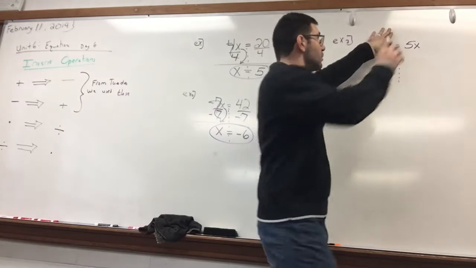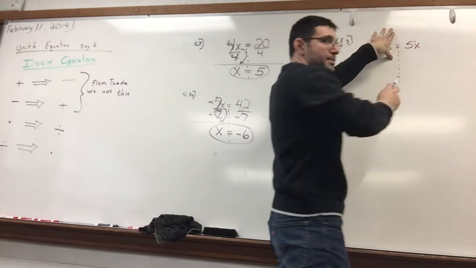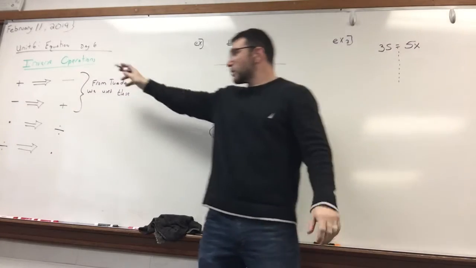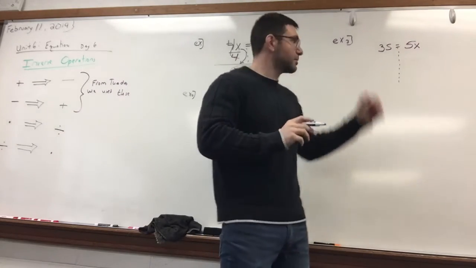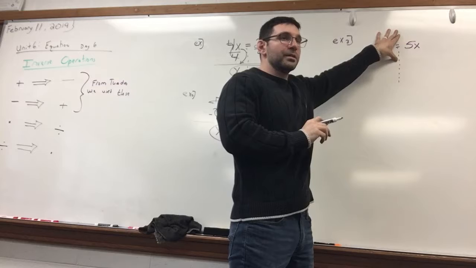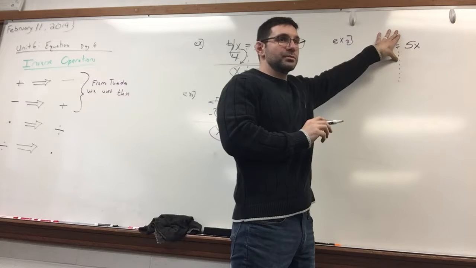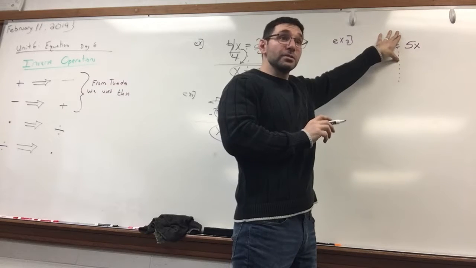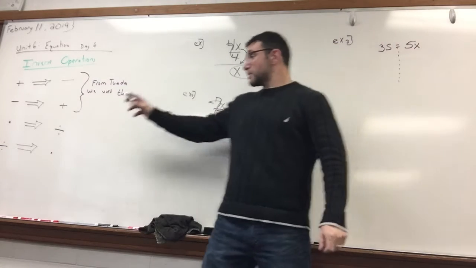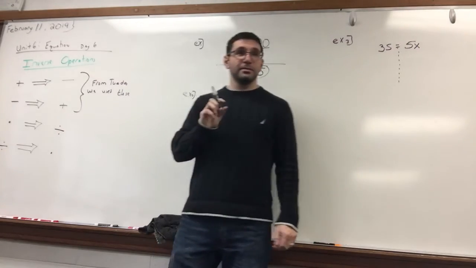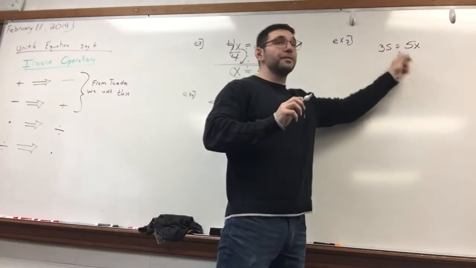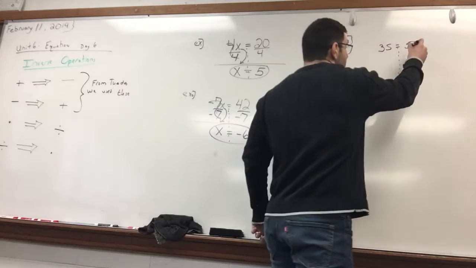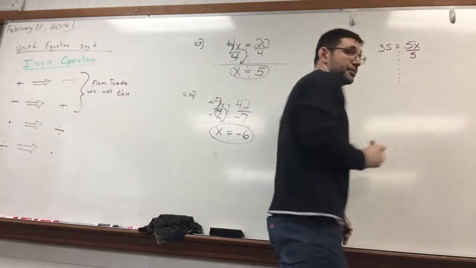Macy, what operation is 5x? What mathematical operation? Which one of those four? Addition, subtraction, multiplication, or division? When we have a number smack dab up against the variable. Multiplication. Yeah, it's multiplication. So what's the inverse of multiplication? Division. So to undo 5 times x, we divide by 5.